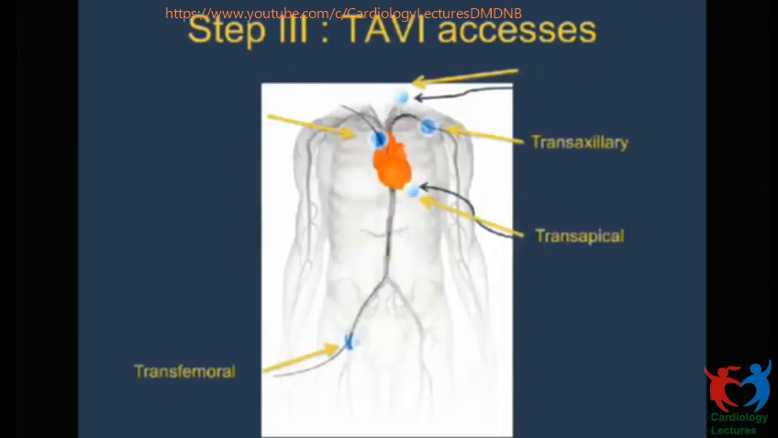Step 3: now you have your CT, you checked everything on your CT, so your procedure is already planned. In 95% of the cases, you will use the transfemoral artery, and in 5% of cases, you can use axillary or transapical. Our alternative approach to the transfemoral would always be transcarotid.